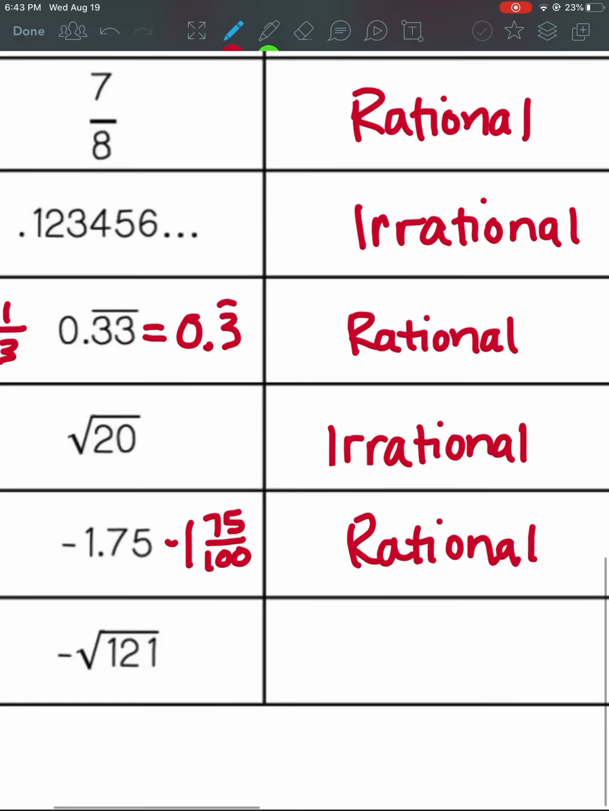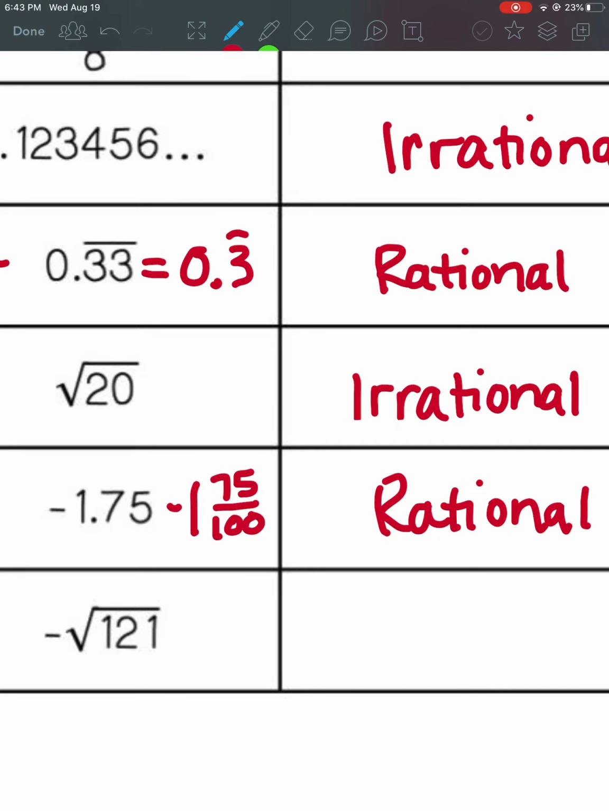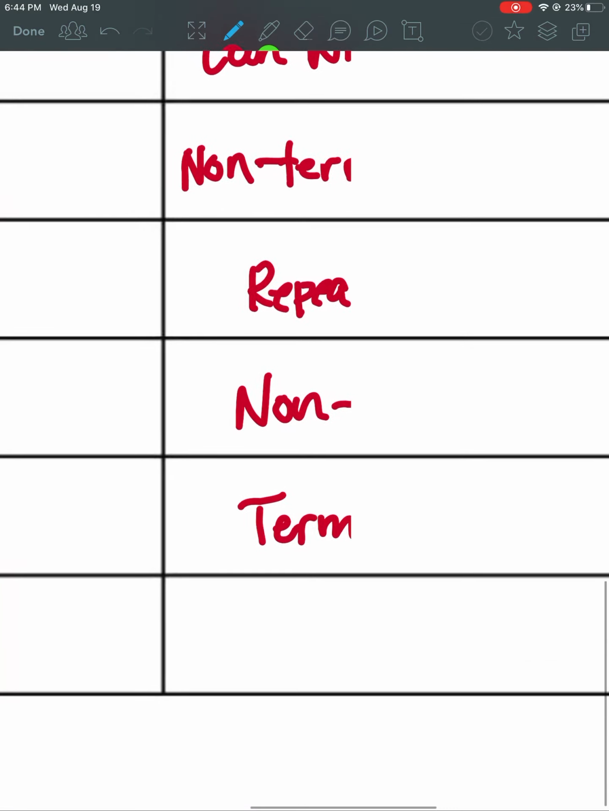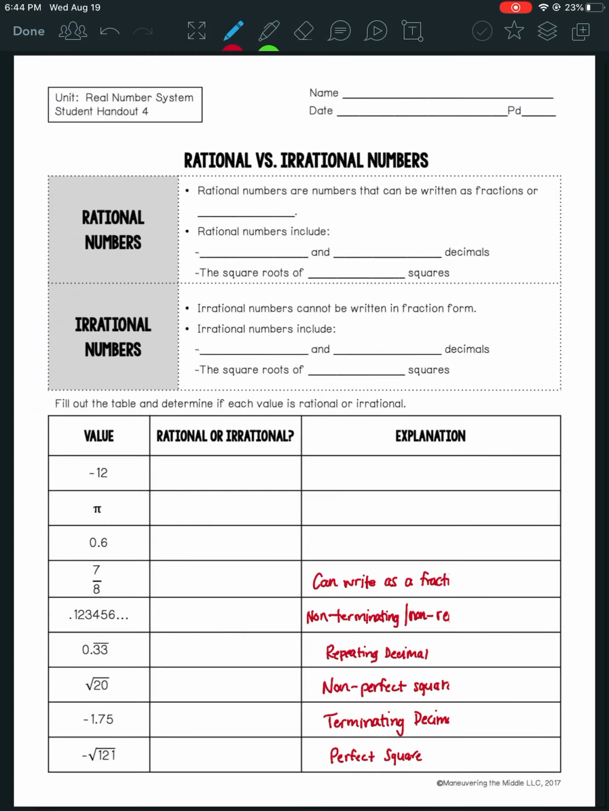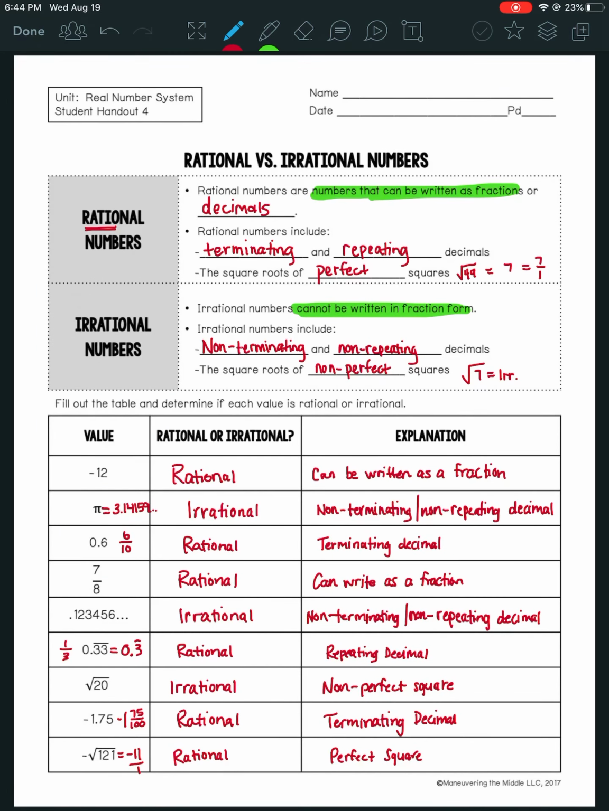And last one, the negative square root of 121. So is that a perfect square root? What times itself gives us 121? Well, that would be 11. There's the negative sign out front. We can put it over 1. There we wrote it as a fraction. So that is a rational number. Okay, and we talked about all perfect square roots are going to be rational. Okay, so we got that list done.